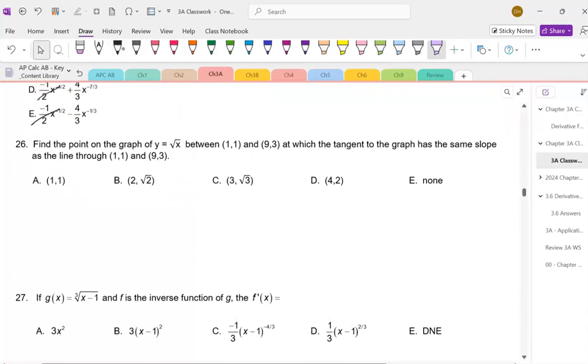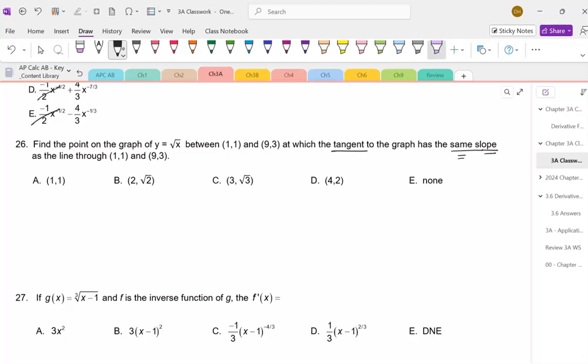26 is an awesome question. It says find the point on the graph of y equals the square root of x between (1, 1) and (9, 3), at which the tangent line to the graph has the same slope. So same means equal, same slope as a line through (1, 1) and (9, 3). So essentially, we're looking for the point at which the tangent line, which changes, has the exact same slope as the line through (1, 1), (9, 3).